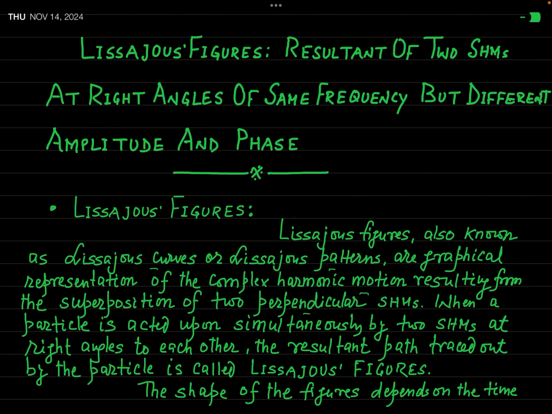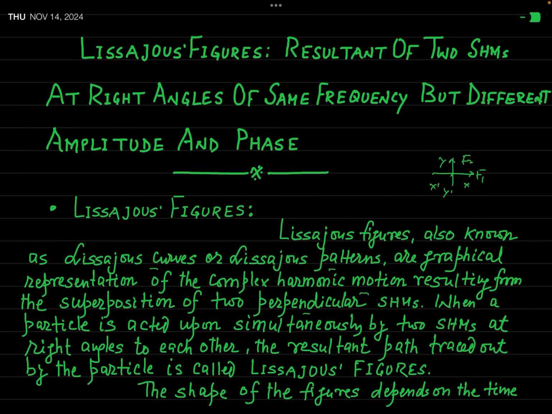In fact, when an oscillator or a particle is acted upon by two restoring forces, let us say F1 and F2, this F1 produces SHM on the X line, and this force F2 produces SHM on the same particle on the Y line. So these two oscillations are perpendicular to one another.